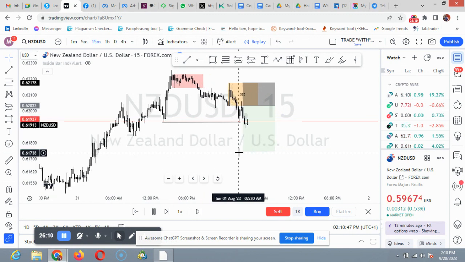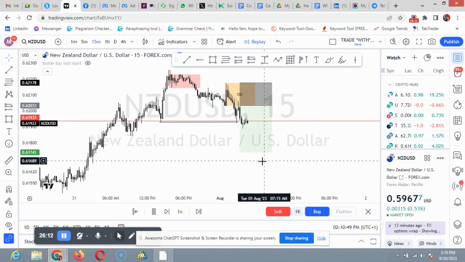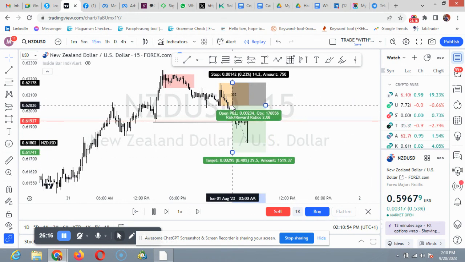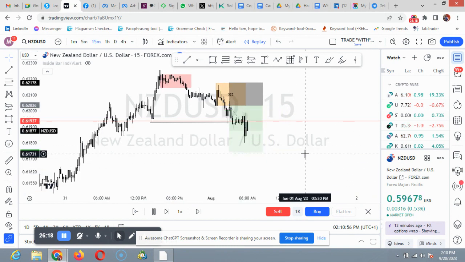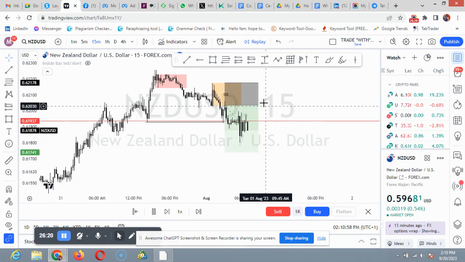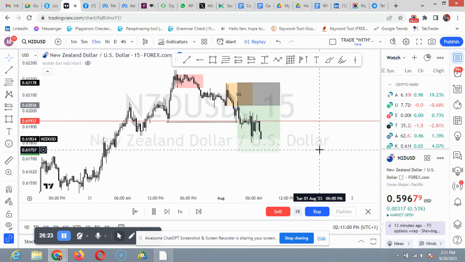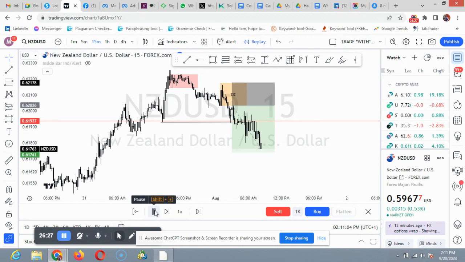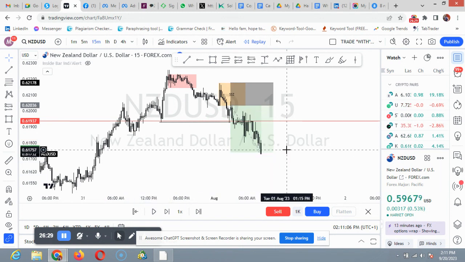We get tapped in, and then we can see it is going in our direction, right? You can see it's just dancing in our direction, and we are still in the trade. The trade is still going, and then we hit our take profit. So now this is a sell. This is how you take these trades and so on.